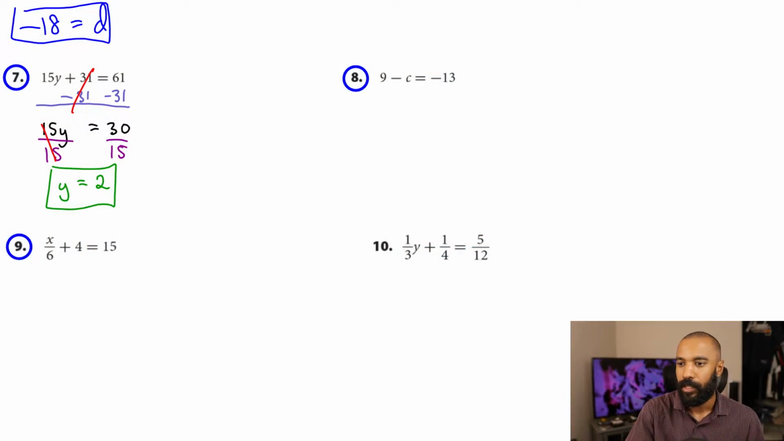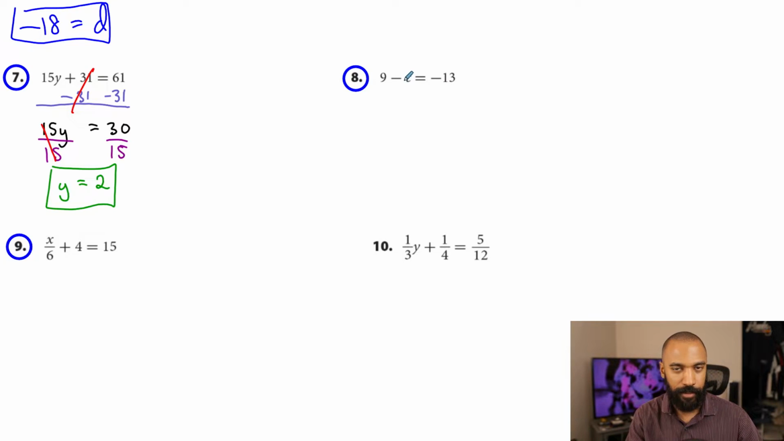So that's the goal. So let's jump into number 8. This one, it doesn't get trickier, but it is new looking. Because there is no coefficient that's written in front of here. So let's see what you can do with it. 9 minus c equals negative 13. The goal is to solve for c.